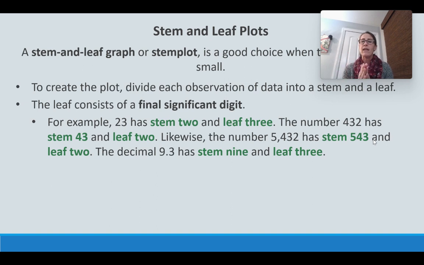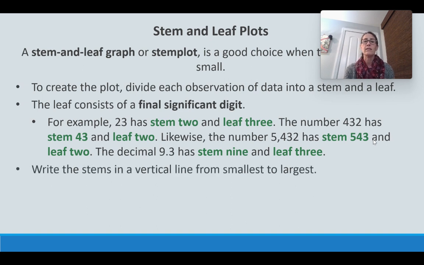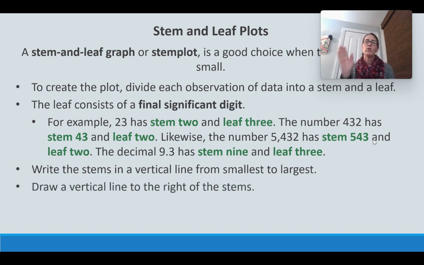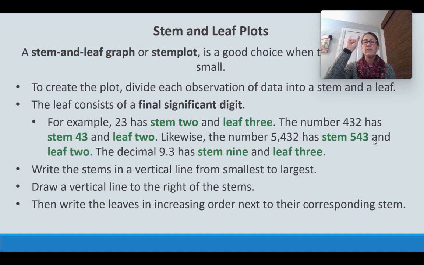Likewise, the number 5,432 has the stem 543 and the leaf is 2. And the decimal 9.3 has stem 9 and leaf 3. So it's always that last digit that's our leaf. Everything else is our stem. We're going to write our stems in a vertical line or column from smallest to largest. And then we draw a vertical line to the right of the stems to separate the stems from the leaves. And then we write the leaves in increasing order next to their corresponding stem.